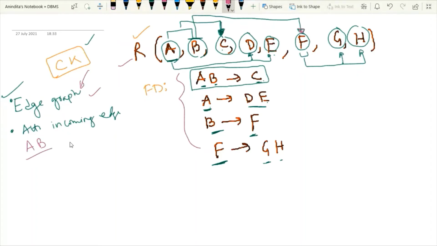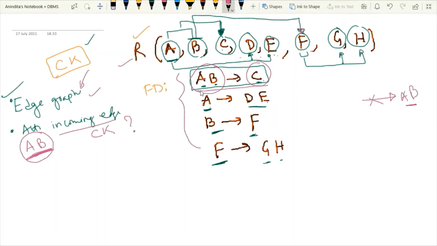Now, there is a chance that whichever attributes do not have an incoming edge, probably they will be the candidate key. Now, you can ask me one question. Why are you claiming this? See, what is the meaning of functional dependency? If I have this value in my hand, then I can search for this value. Now, here AB does not have any incoming edge.